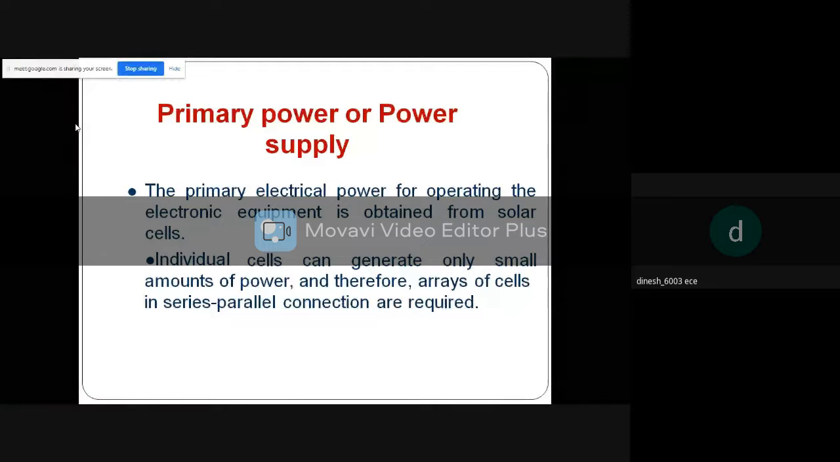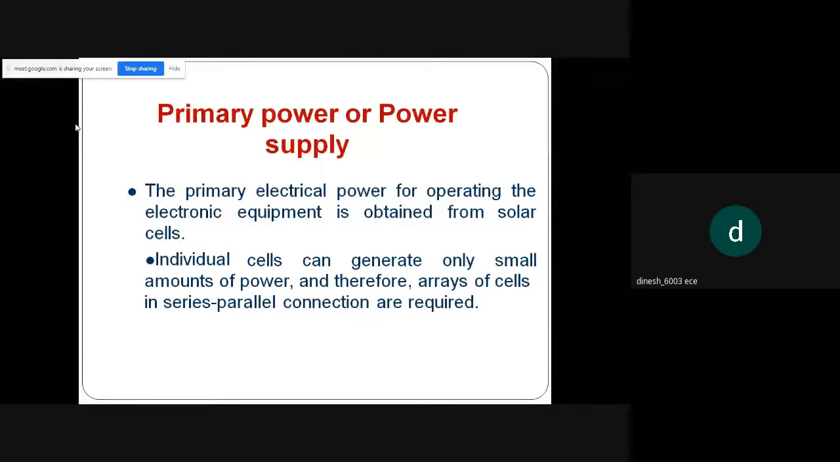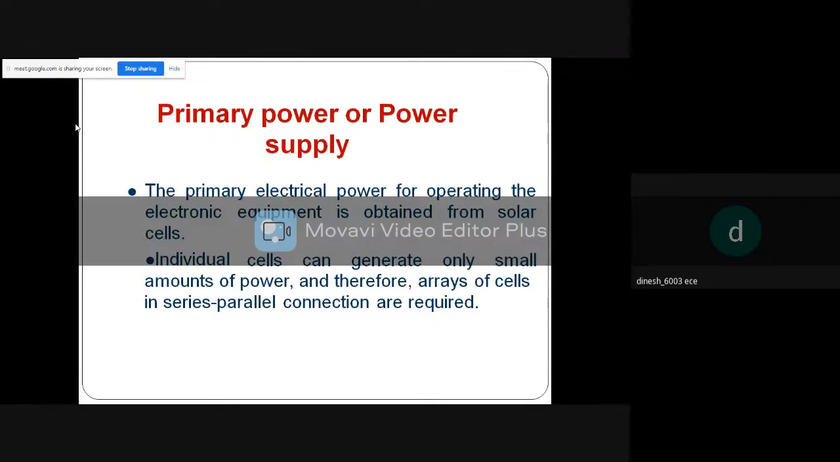The solar cells which are placed in panels are individually placed. So individual cells will generate only small amounts of power. Therefore, array structures of cells in series and parallel connection are required for the desired power supply to the satellite.